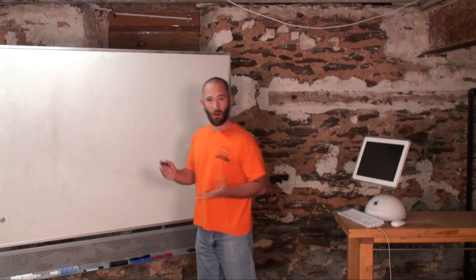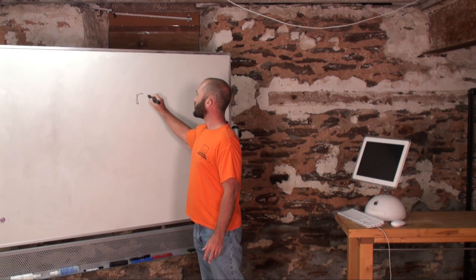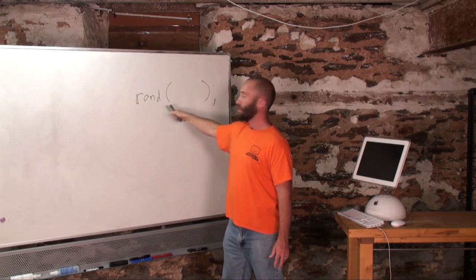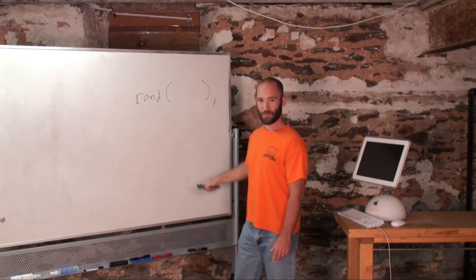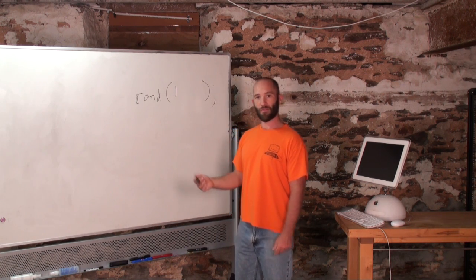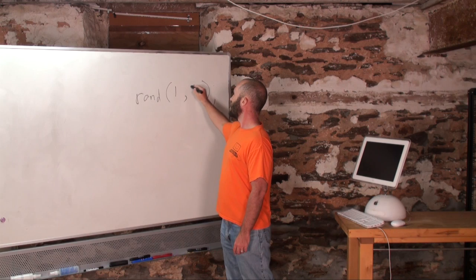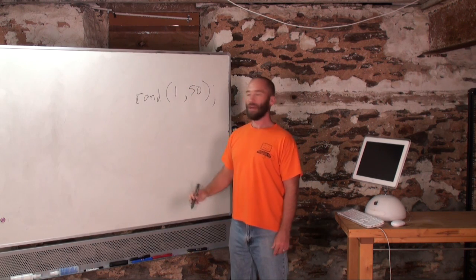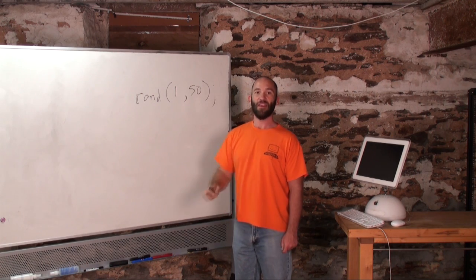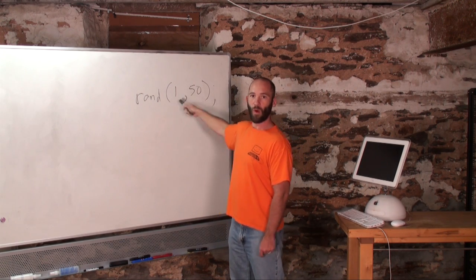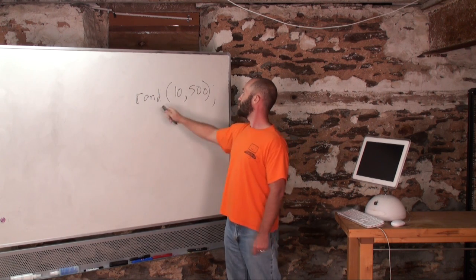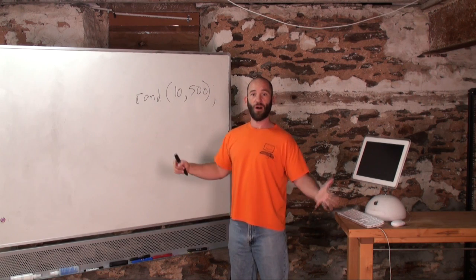So all you have to do to call the random function is use rand, then parentheses, and then a semicolon. So this is a function, rand parentheses. Then you put in the lowest possible number the random number could be, then a comma, and then the highest number it could be. So if I do rand parenthesis 1 comma 50 parenthesis semicolon, this will create a random number between 1 and 50. If I made this 10 and 500, it would create a random number between 10 and 500. That's all there is to it.